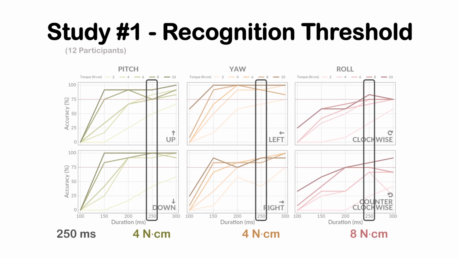As a result, for at least 75% of participants to correctly recognize all cue directions, it requires torque values of 4 Newton-centimeter in pitch and yaw directions and 8 Newton-centimeter in the roll direction. These torque values will be the minimum recognition threshold in the later haptic cue designs.